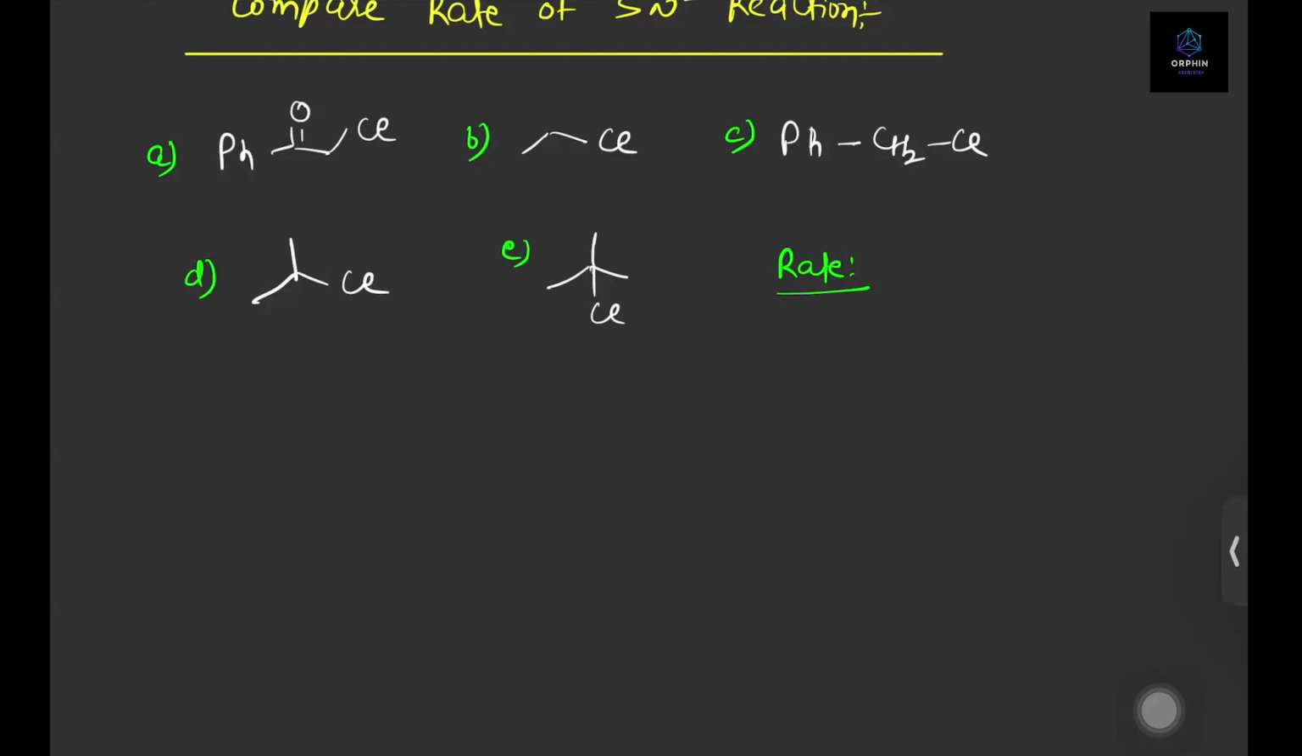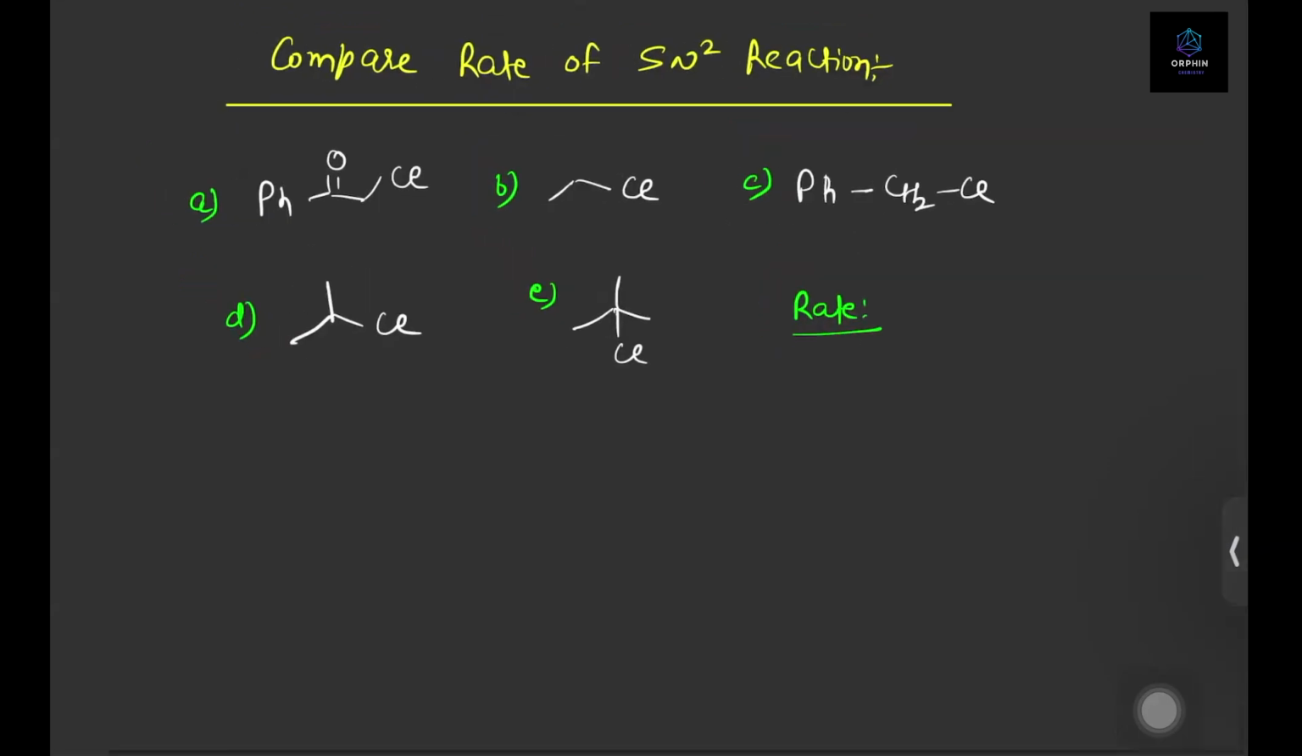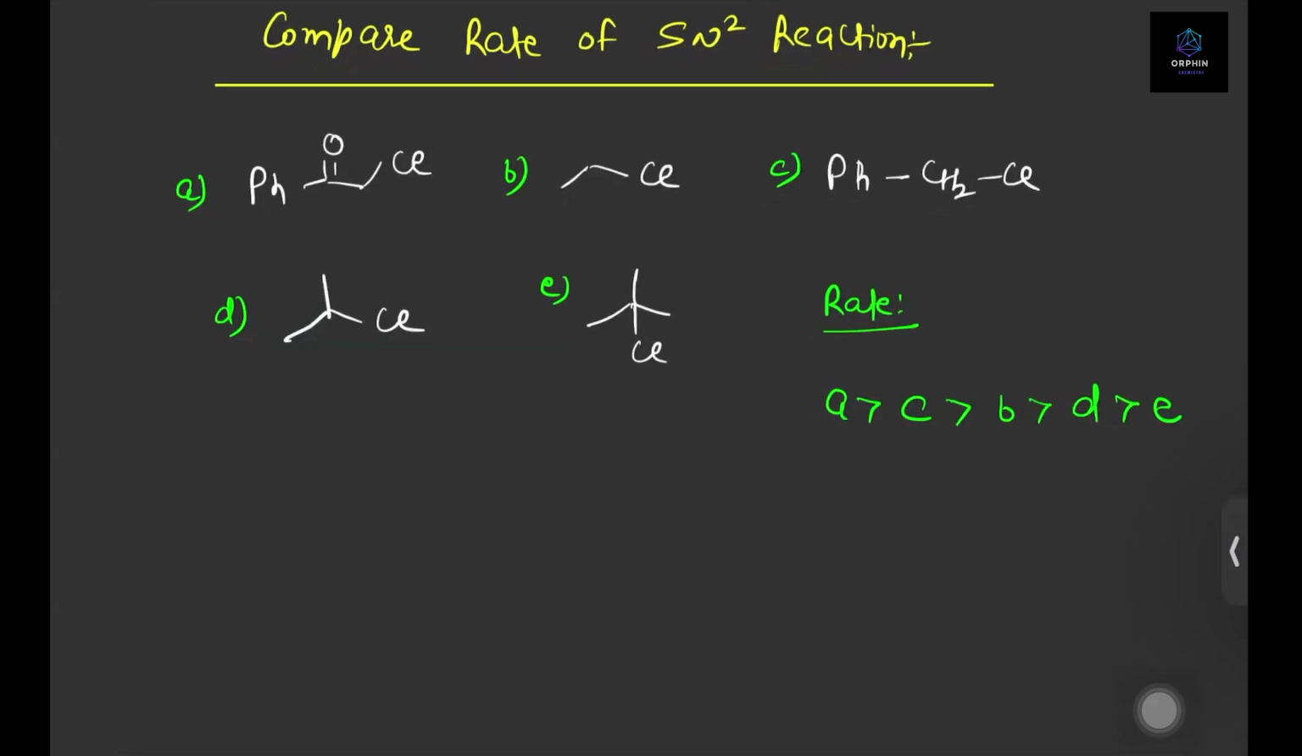You have to tell here E will have the highest rate. It is SN2. Oh, my bad. Okay, so A will have the highest rate. Then C, B, D, E. Right. Correct. And how is A coming out the highest one? Also, resonance. Where will the resonance happen?